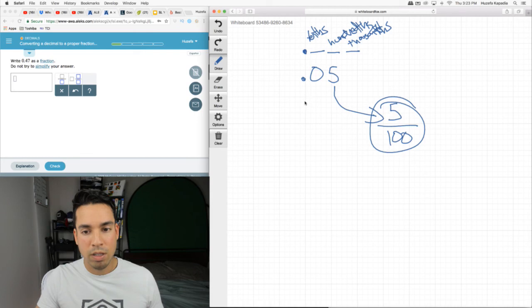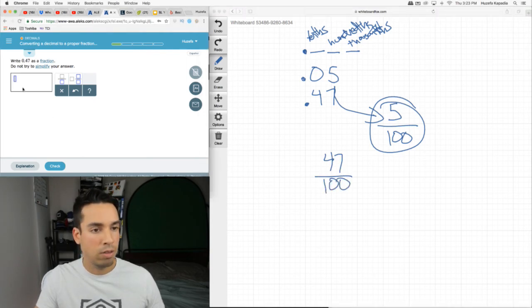Next, we've got 0.47. Now, we got a 4 in the 10th spot, but does that matter? No. We look at the rightmost digit, which is 7, which is, again, in that 100th spot. So we put this entire 47 over 100, and we're done.